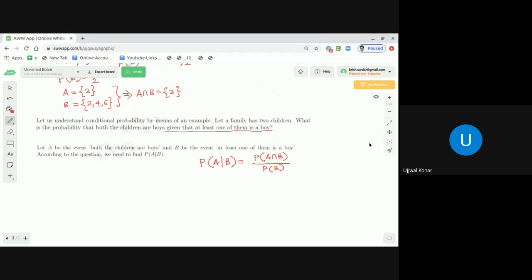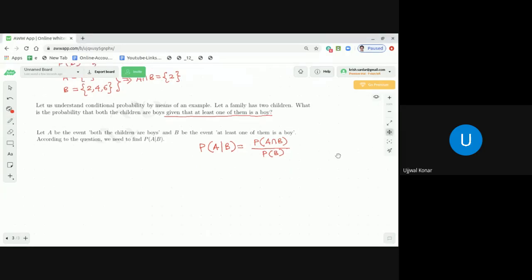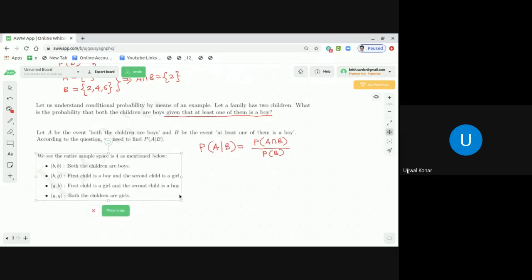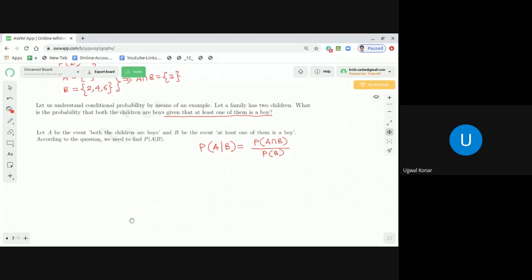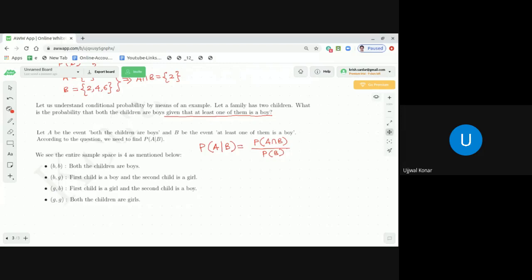So the entire sample space, as two children, is something like this. The first one is BB, that is both the children are boys. Second one is BG, the first child is a boy and the second child is a girl. Then next one is GB, the first child is a girl and the second child is a boy. And the fourth one is GG, both the children are girls. Okay, so this is the entire sample space we can think of.